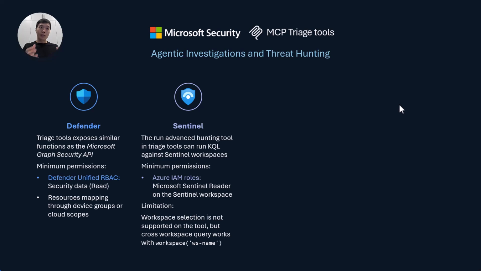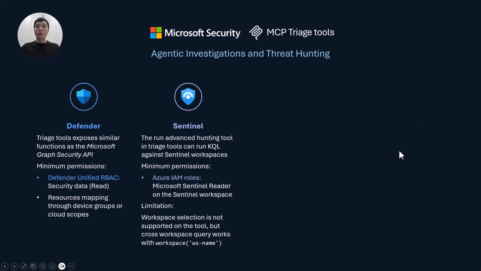The triage tool looks at Defender and the Sentinel SIEM workspace itself. This provides flexibility because it uses the Defender RBAC roles for Defender-related queries, which is very much similar to the Microsoft Graph Security API. And for Sentinel workspace queries, it just leverages the Azure IAM roles. There is a limitation where the tool itself doesn't allow specifying of workspace selection, but cross workspace query still works just as with the workspace command using any log analytics workspace log query.